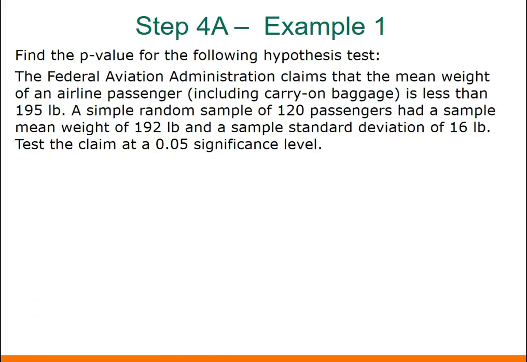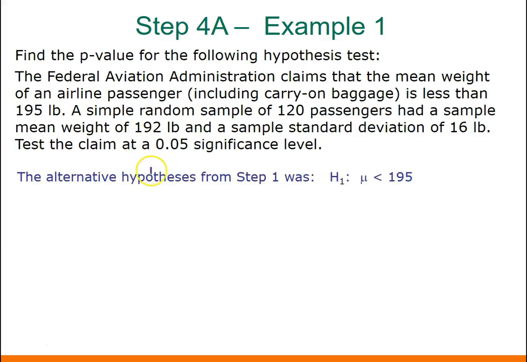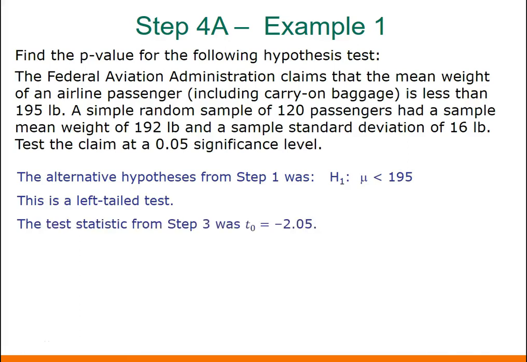Here's an example of finding the p-value. Here was our alternative hypothesis. It was that mu was less than 195. Since that's pointing to the left, that means that this is going to be a left-tailed test. Our test statistic that we already calculated from step 3 was t0 equals negative 2.05.